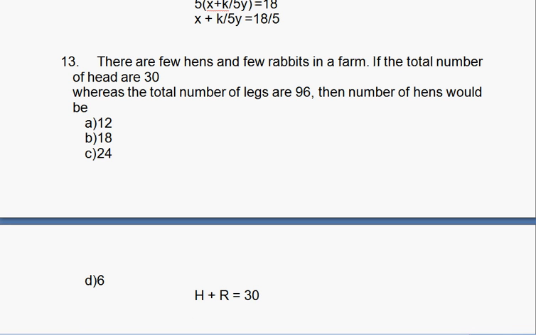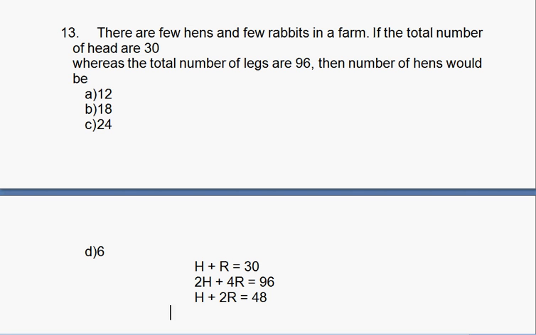Hens have 2 legs, so it becomes 2H, whereas rabbits have 4 legs, so 4R becomes 96, right? Just reduce it, it becomes H plus 2R is equal to 48. Subtract the equations to get R is equal to 18. When R is 18, H would be, so number of hens would be 12.